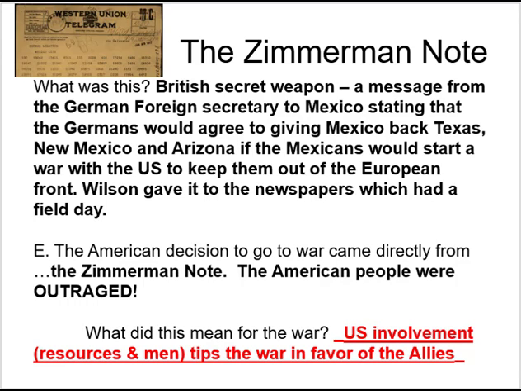Wilson has two choices when he gets this. He can turn this over to Congress, or he can turn it over to a newspaper. Wilson wants war, so he hands it to a newspaper who absolutely has a field day with it. Front page news, the whole bit. So the American people are outraged. The U.S. involvement, the resources and the men that the U.S. gives over, is what's going to tip the war in favor of the Allies.